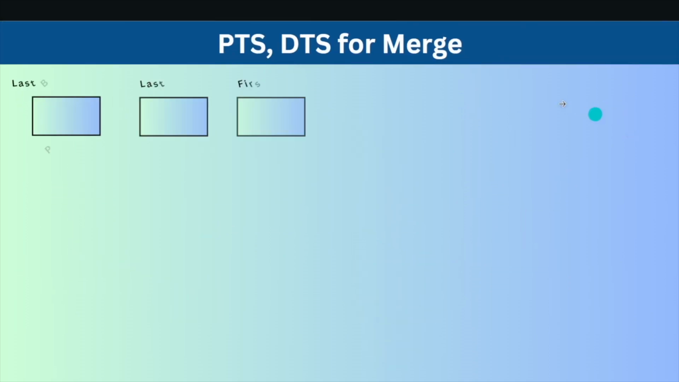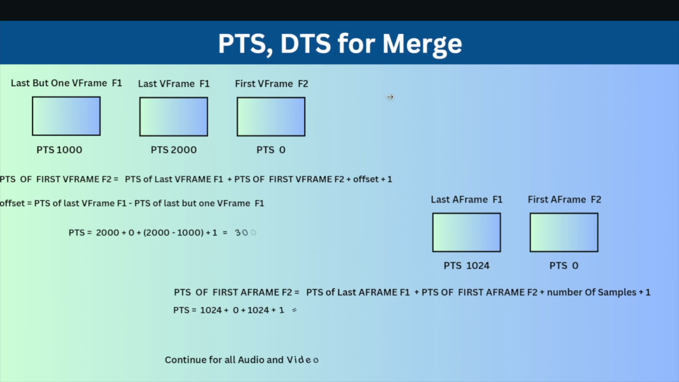Now, this is a bit interesting and challenging. I think it will be clearer when you look at the code, which I will show in the next couple of minutes. But the basic idea is, let's say you have two video files, file 1 and file 2. In file 1, you take the last two frames, the last but one frame and the last frame. Let's say the PTS is 1000 and 2000, and the first frame of the second video will have PTS 0, obviously, because it's starting from the start.